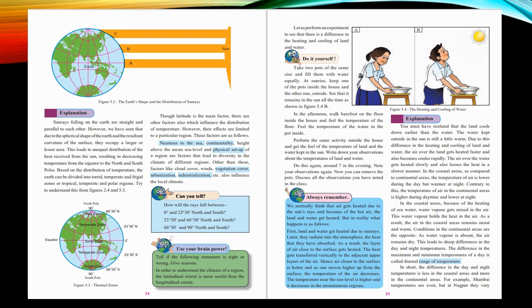जो pot आपने बाहर रखा होगा ना, आप देखेंगे पानी ज़्यादा देर तक गर्म रहेगा, पर land थोड़ा जल्दी ठंडा हो जाएगा. Yes. Now, due to this difference in heating, the air over the land gets heated faster and also becomes cooler rapidly. है ना, जैसे जैसे सुबह धूप रहती है तो एयर बहुत गर्म रहती है, but as soon as the temperature goes down, sun goes down, we see the air becomes cooler. The air over the water gets heated slowly and also loses the heat in a slower manner.